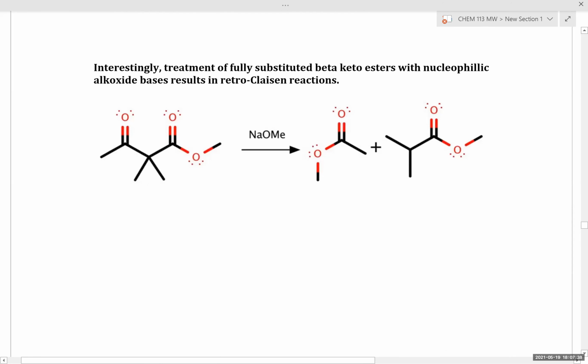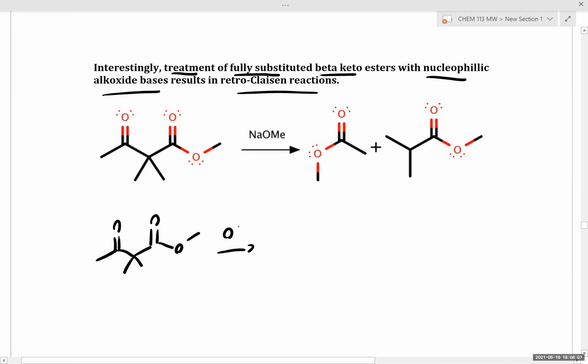And one application of this Retro-Claisen reaction is that if you have a fully substituted beta ketoester, treatment of fully substituted beta ketoesters with nucleophilic alkoxide bases results in Retro-Claisen products. So the Retro-Claisen reaction, although often undesired, has synthetic utility. It's a method for decomposing carbon-carbon bonds and decomposing structures into simpler products.